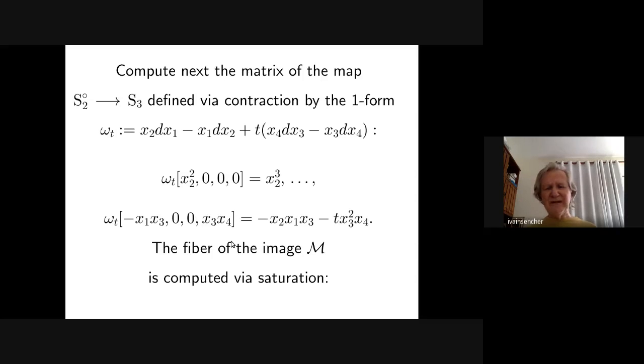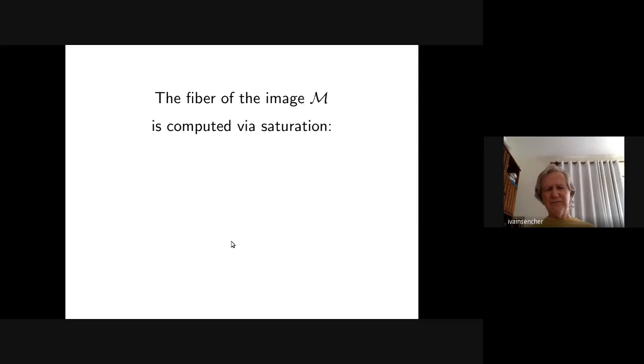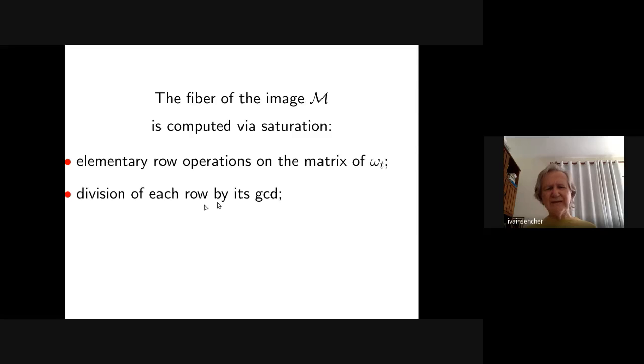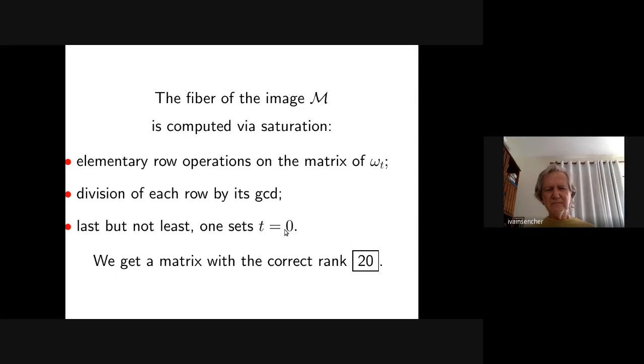And you do this by saturation in the following sense. You have a matrix, you perform row operations on the matrix. You divide, whenever possible, by the GCD. And at the end, you set t equals 0. That's what saturation means. Okay? This is done algorithmically. And in this way, you get a matrix with the correct rank, which is 20 presently.